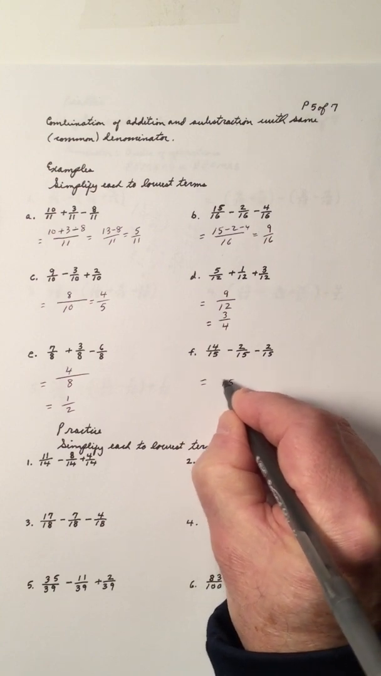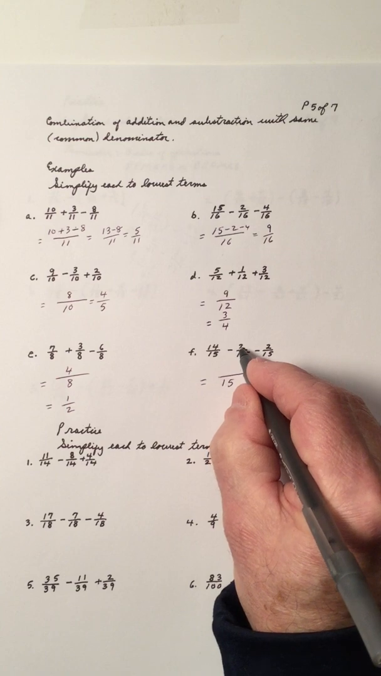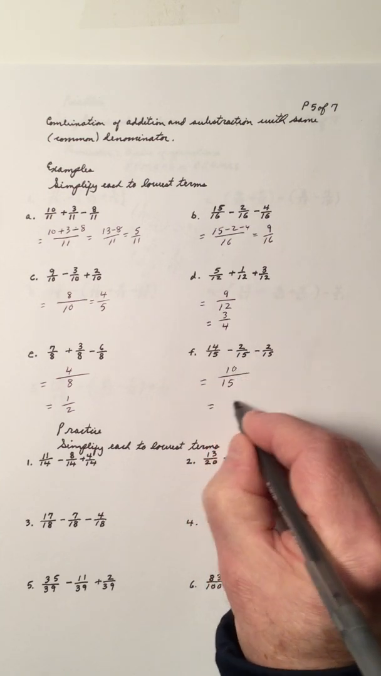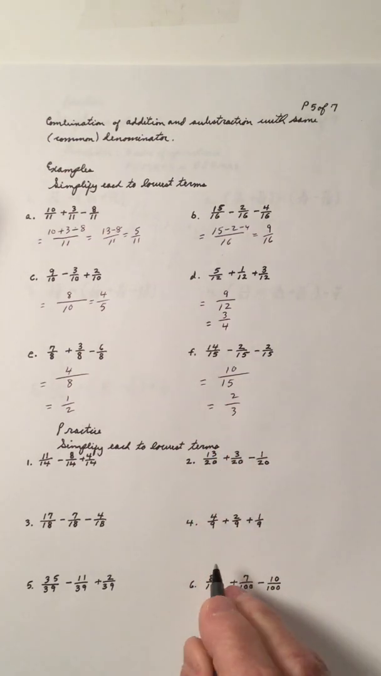15 is your common denominator. Write it down. And 14 subtract 2 is 12. Subtract 2 is 10. What factor is in both of these the same? 5. 5 into 10 goes 2. 5 into 15 goes 3.